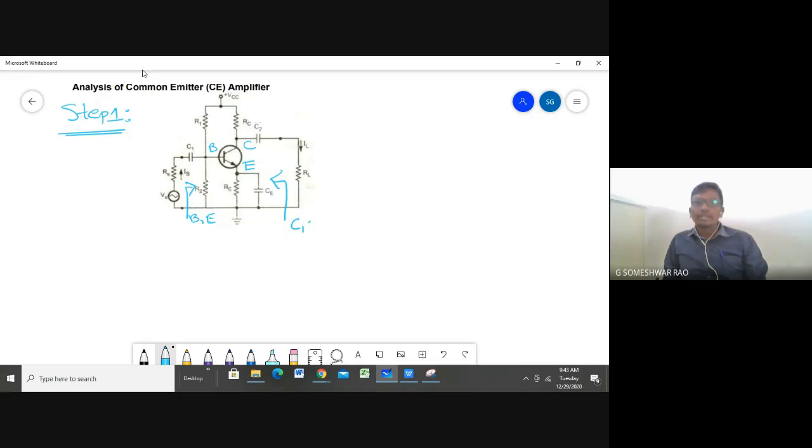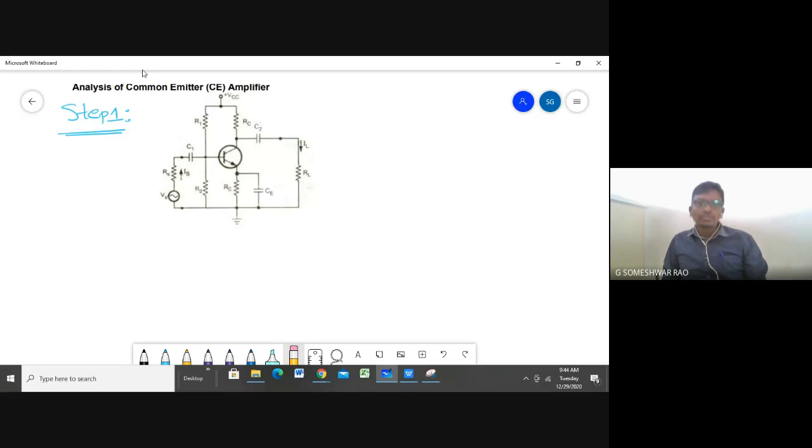Now the output we take across collector and emitter. Therefore the emitter terminal is common to both input and output. This is the input, and collector and emitter is the output. Since the emitter terminal is common, this is a CE configuration. So this is what step one is.